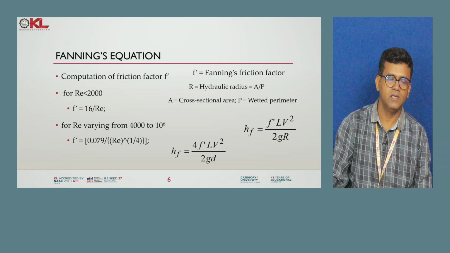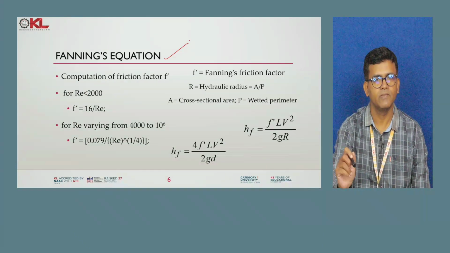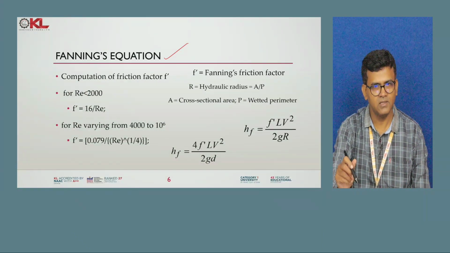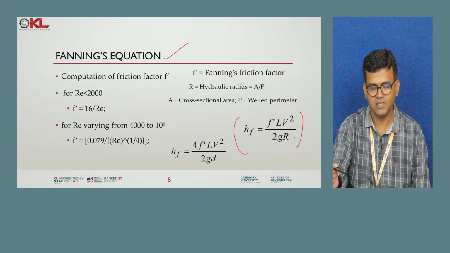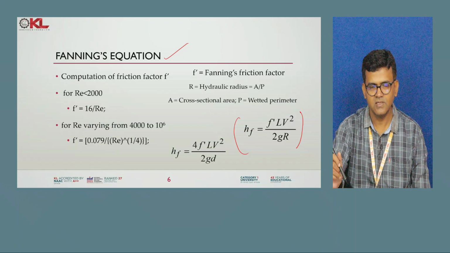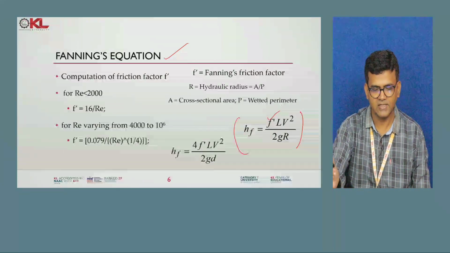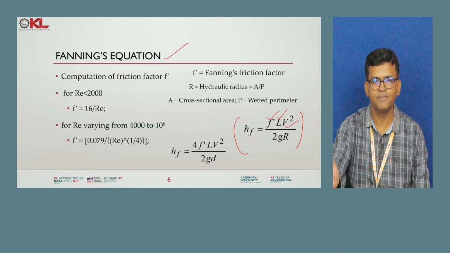Now coming to the next one, Fanning's equation. Fanning's equation also gives the same equation, not exactly the same but similar. What is the difference? He also used a friction factor, that is f dash. L is the length of the pipe, V is the velocity of fluid in the pipe, g is a constant value, and R is the hydraulic radius.